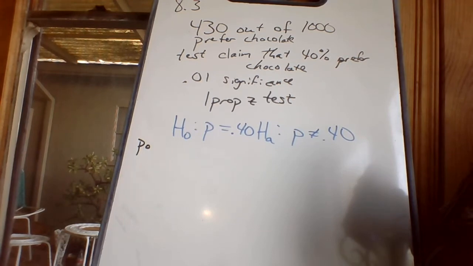0.4, 0.40 if you want. All right, now I take my numbers and I put those into the other spots. So X is 430, N is 1,000, I talked to 1,000 people. Then I get down to that next line.